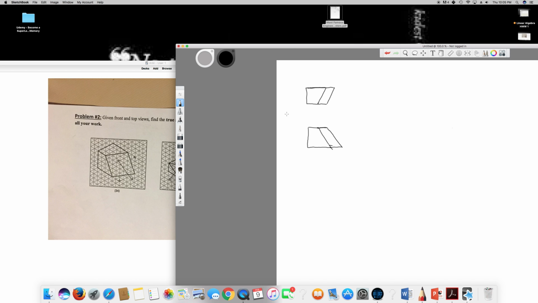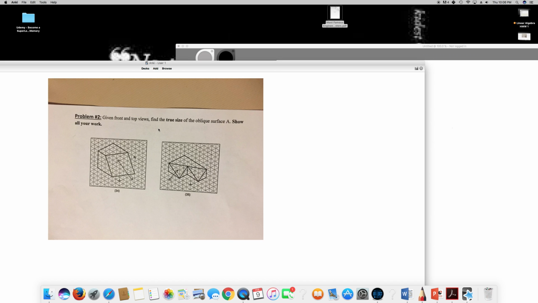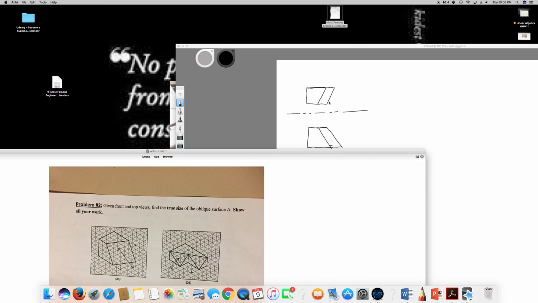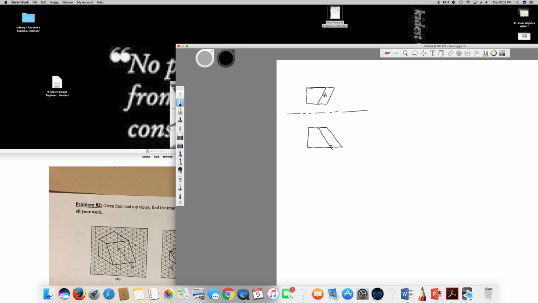A phantom line is going to be one long line and 2 dotted lines, and one long line, 2 dotted lines, one long line. So this is going to be my phantom line. In this case, they are asking you to find the true size of the oblique surface A, and show your work. They have given the A picture right here. So A means this part is going to be the A for this picture. Therefore, we only have to worry about this picture.